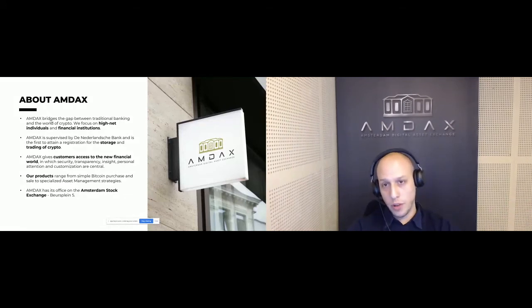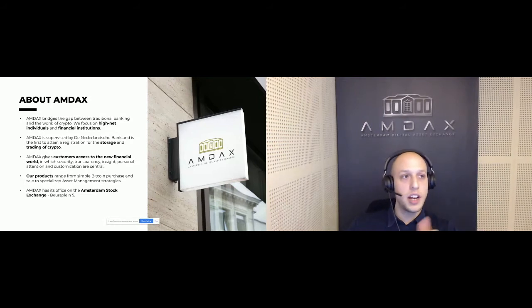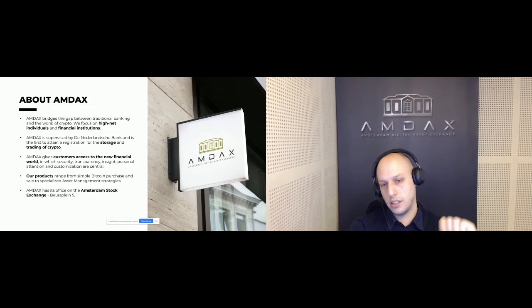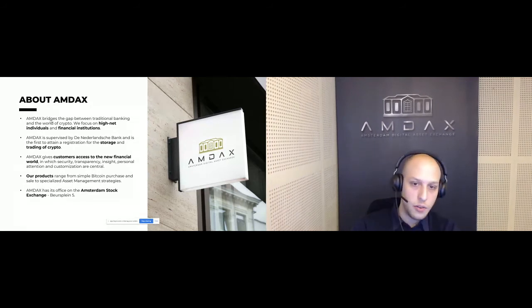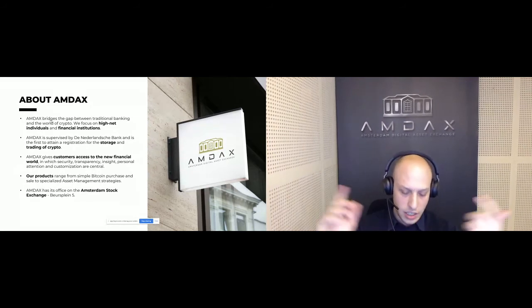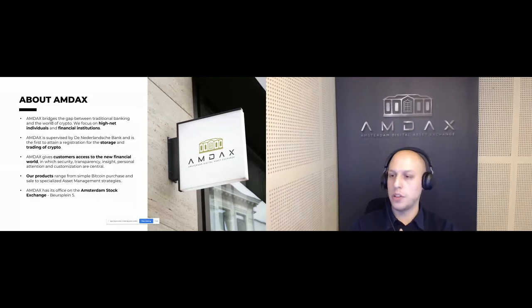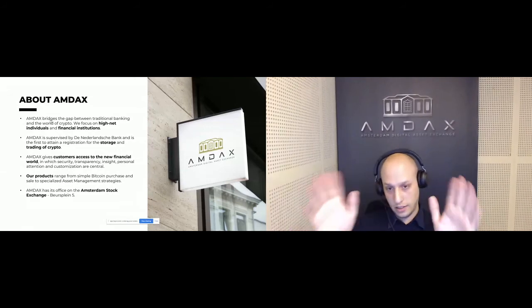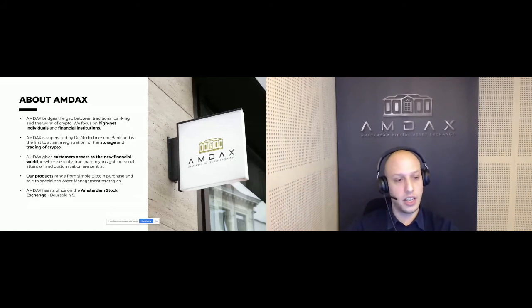There's currently more, but we focus on 2 types of clients. We focus on ultra high net worths or high net worths, so our minimum deposit size is 25,000 euros. And then we focus on financial institutions as well. These could be anything from private banks to family offices, vermogensbeheer. We're even talking to some funds and pension funds, but that's going to take way longer on their side.